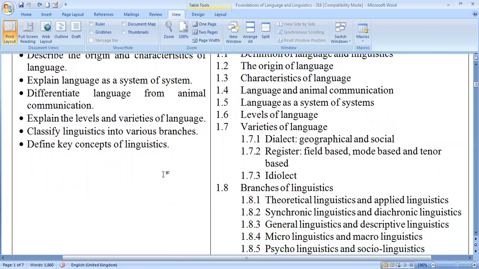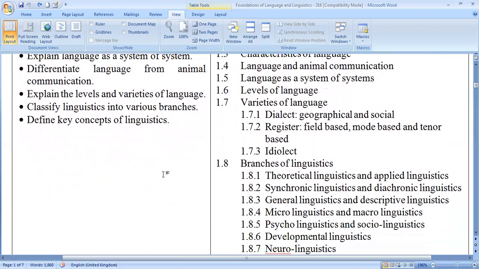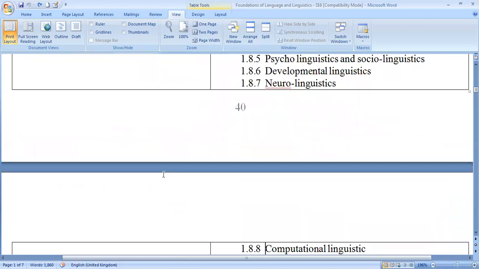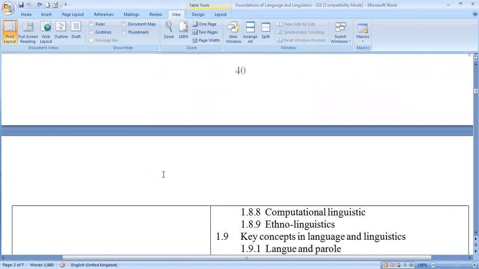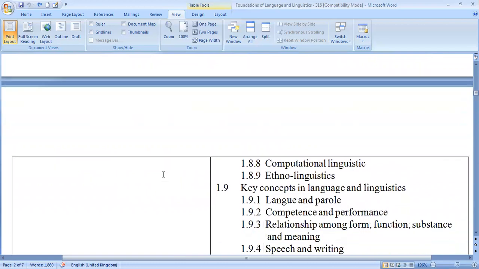Then branches of linguistics. Under the branches of linguistics: theoretical linguistics and applied linguistics, synchronic linguistics and diachronic linguistics, general linguistics and discrete linguistics, microlinguistics and macrolinguistics, psycholinguistics and sociolinguistics, developmental linguistics, neurolinguistics. Then computational linguistics, ethnolinguistics. Then next one, key concepts in language and linguistics, langue and parole.